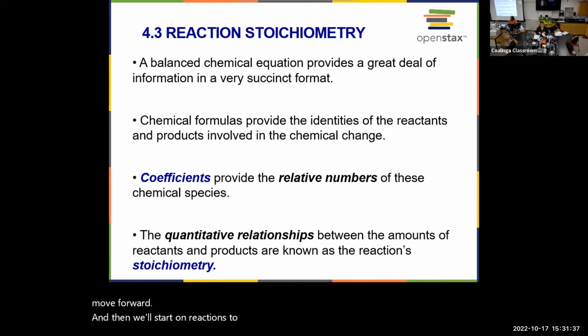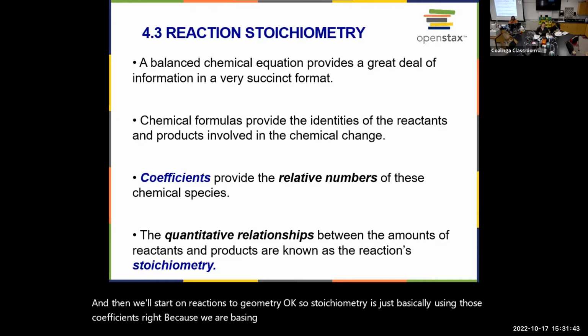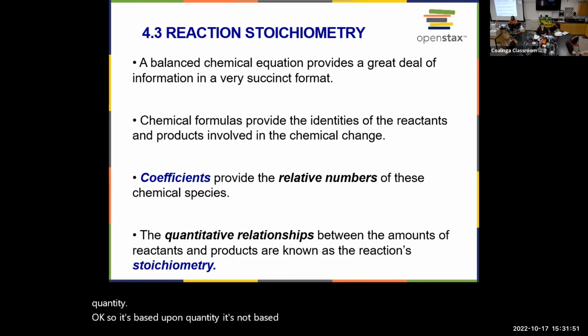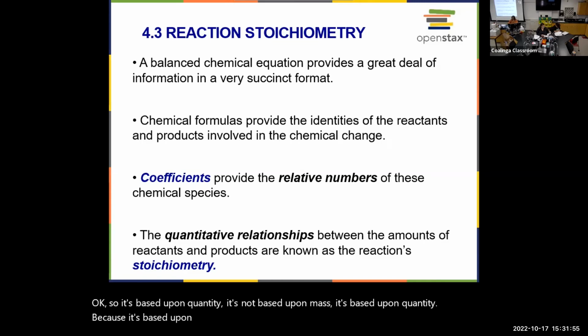Okay, so stoichiometry is just basically using those coefficients, right? Everything in a chemical reaction is based upon quantity, right? It's not based upon mass, it's based upon quantity. Because it's based upon quantity, we're always going to be comparing those quantities relative to each other.